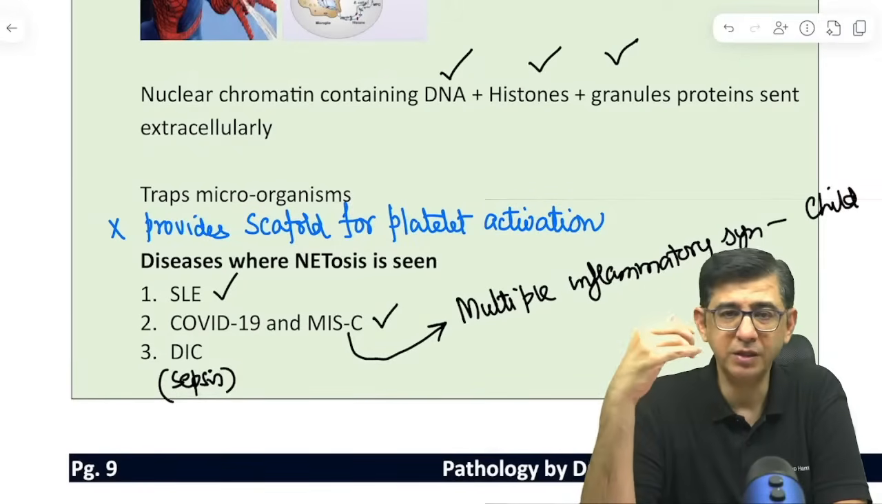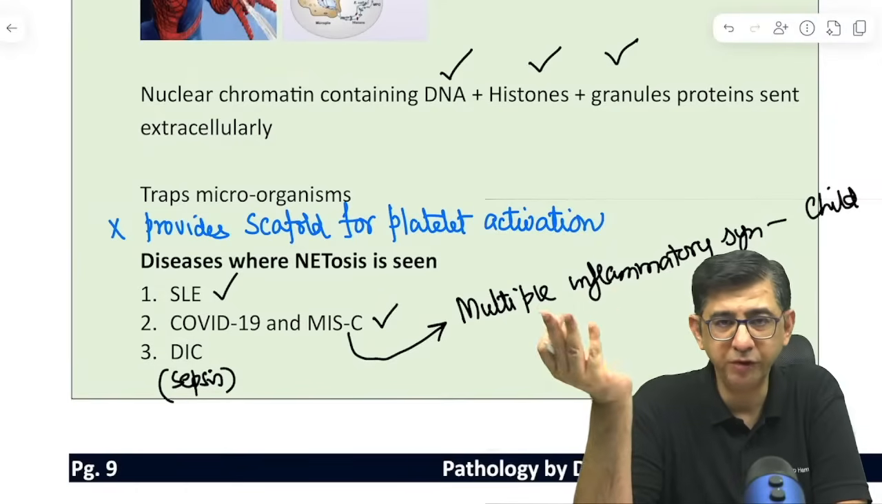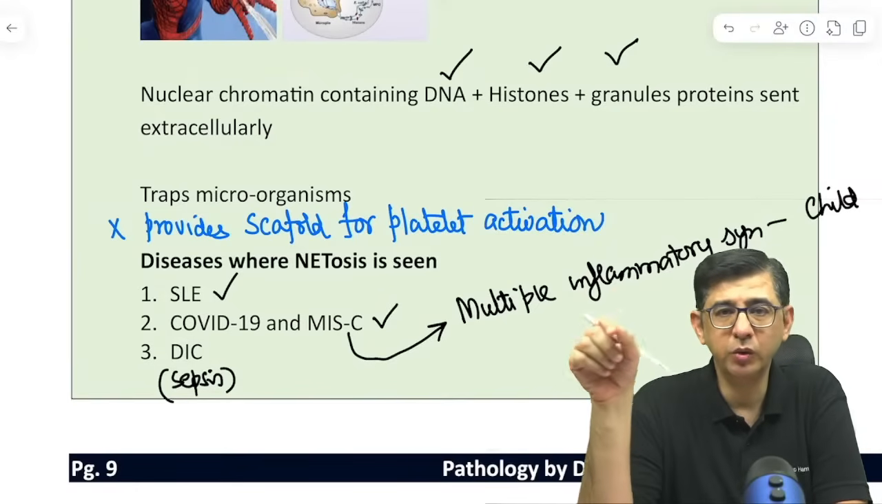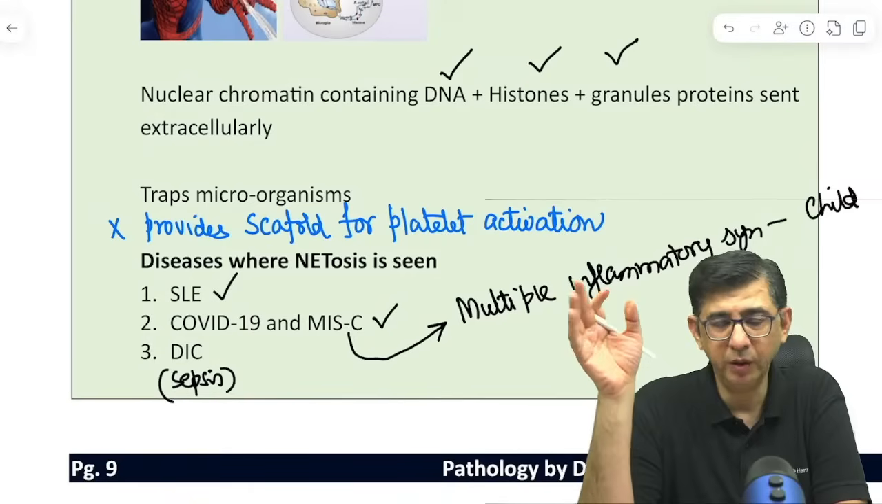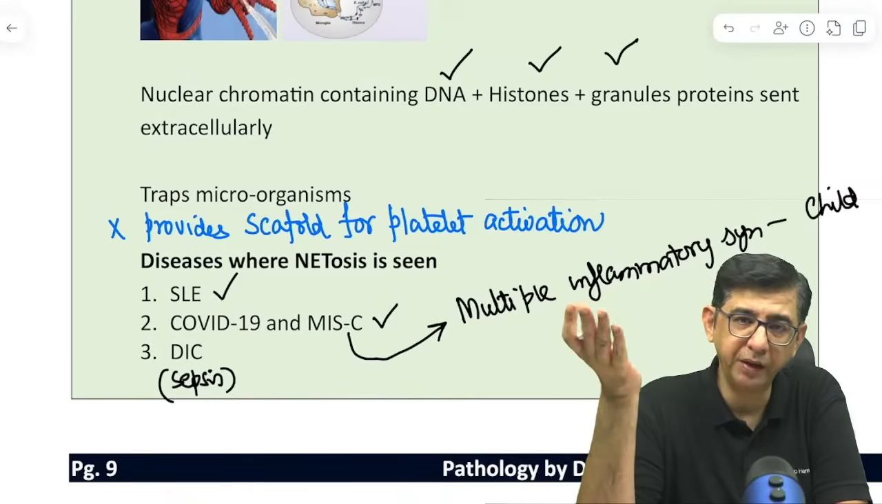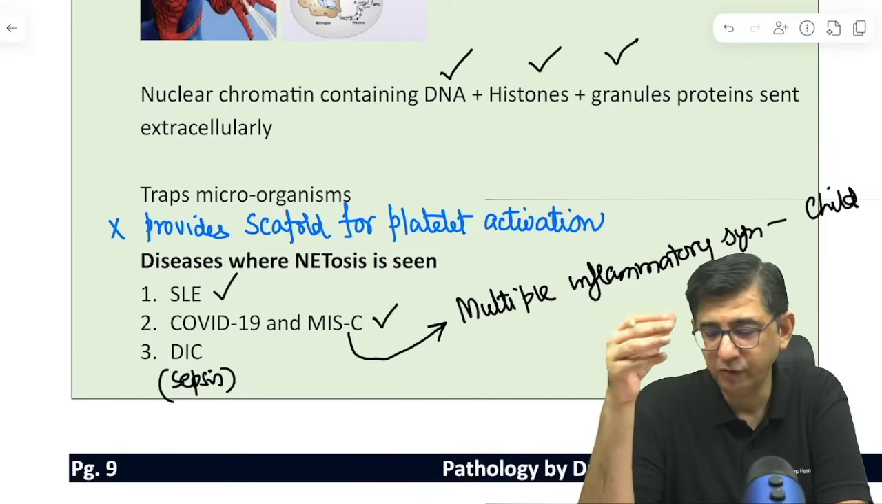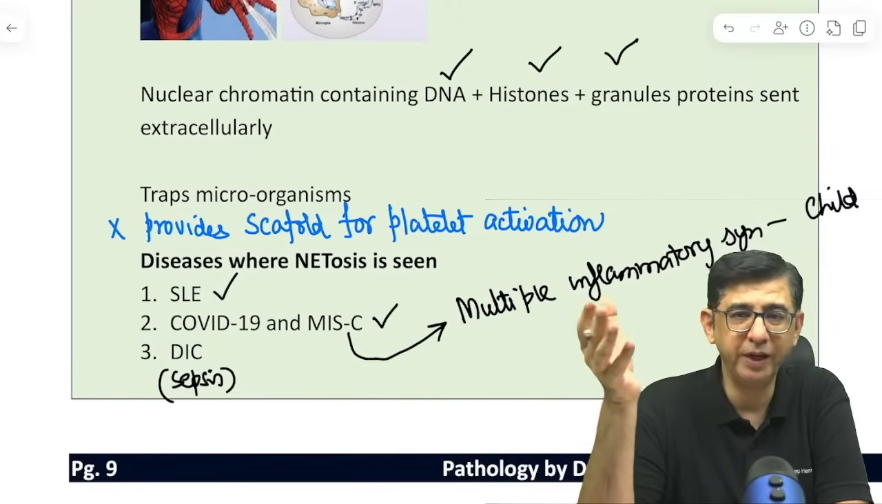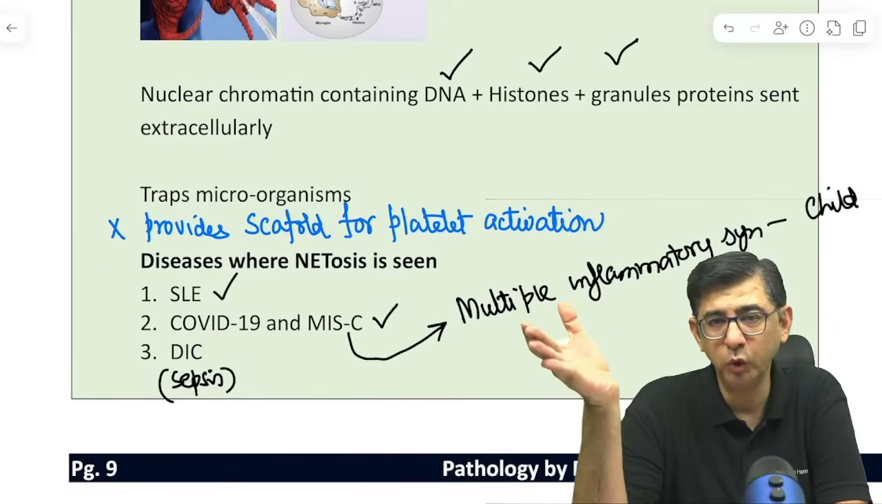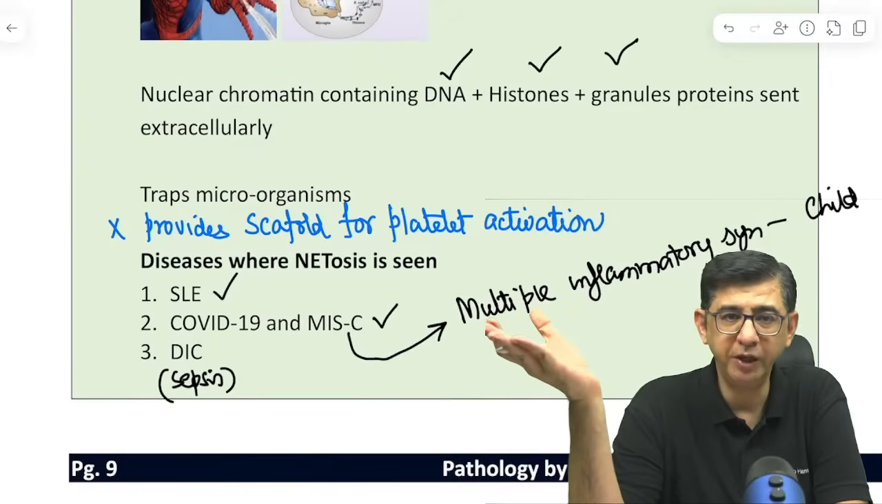NETosis is the formation of extracellular traps by neutrophils. It is a release of DNA, histones, and granule proteins. The attempt is to trap the bacteria. But the bad thing is that it acts as a scaffold for platelet activation. Therefore, platelet activation will contribute to the development of microthrombi in multiple circulations.